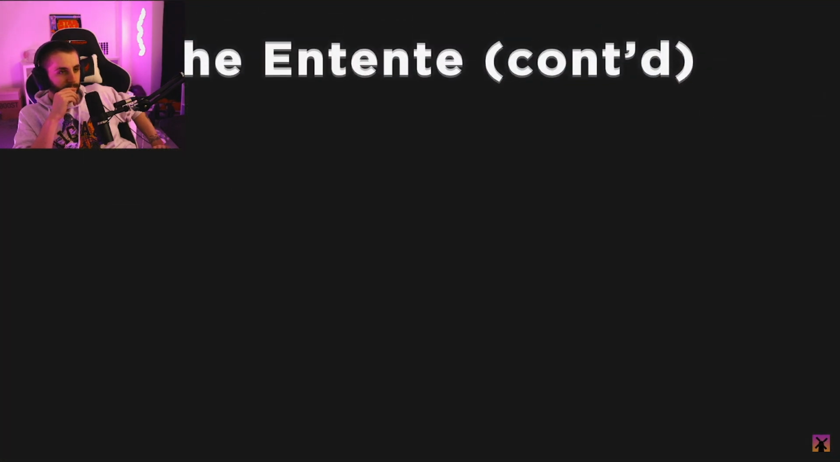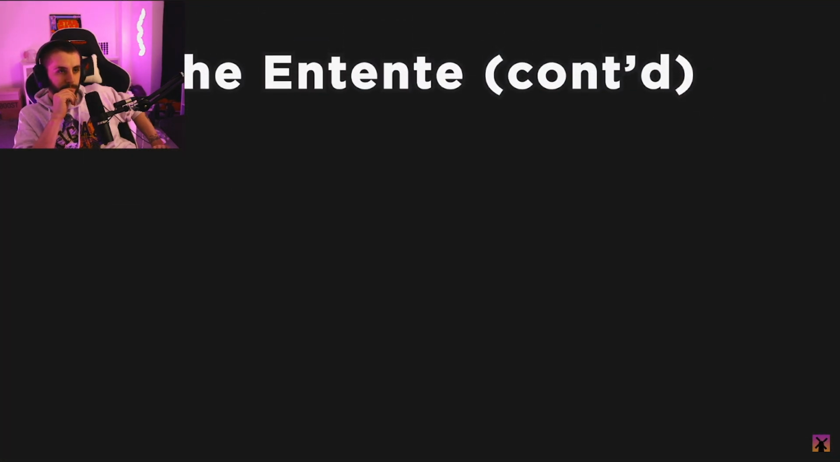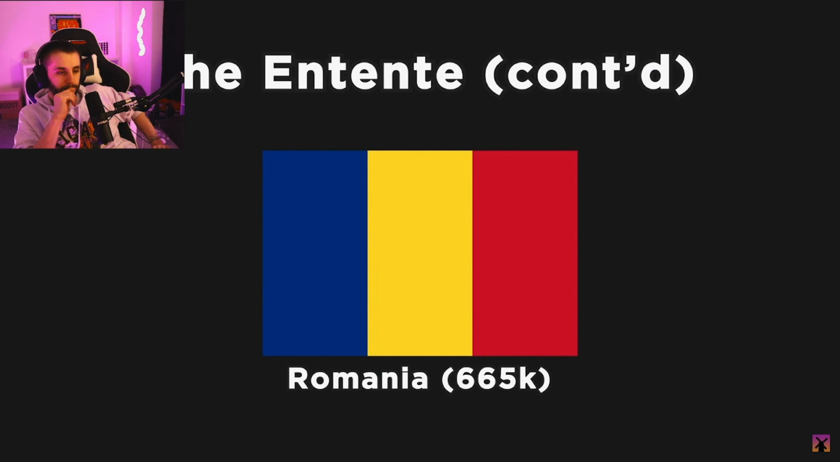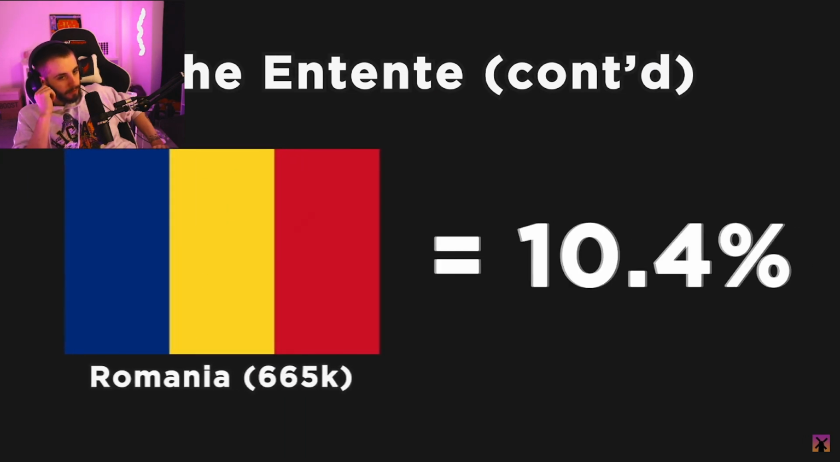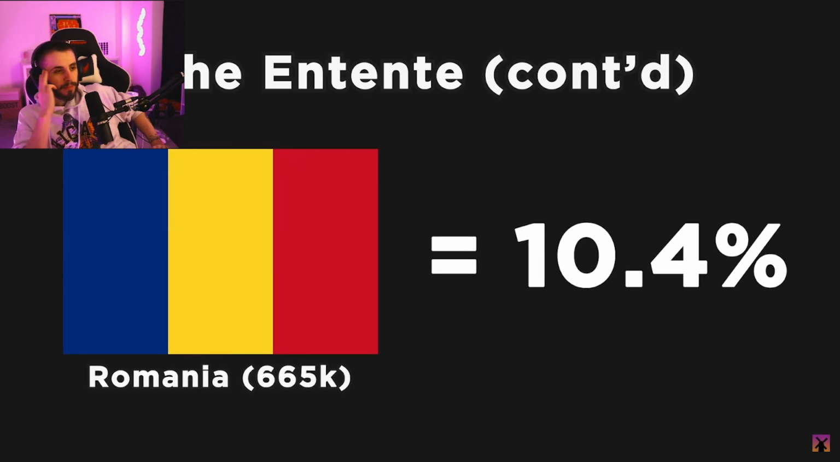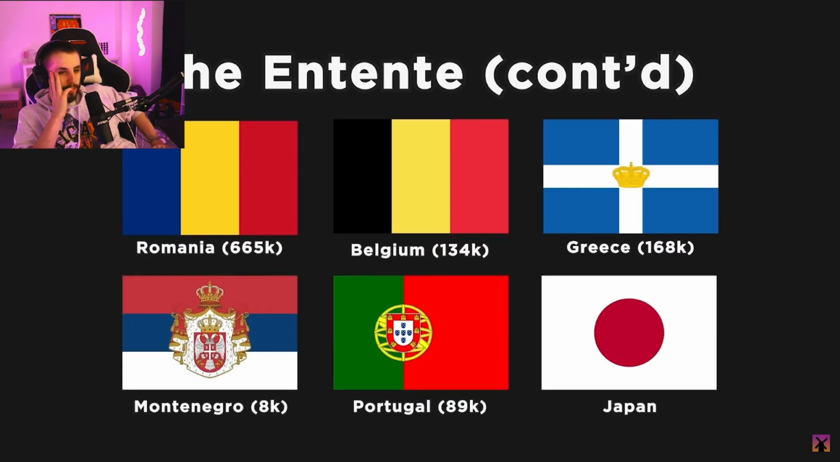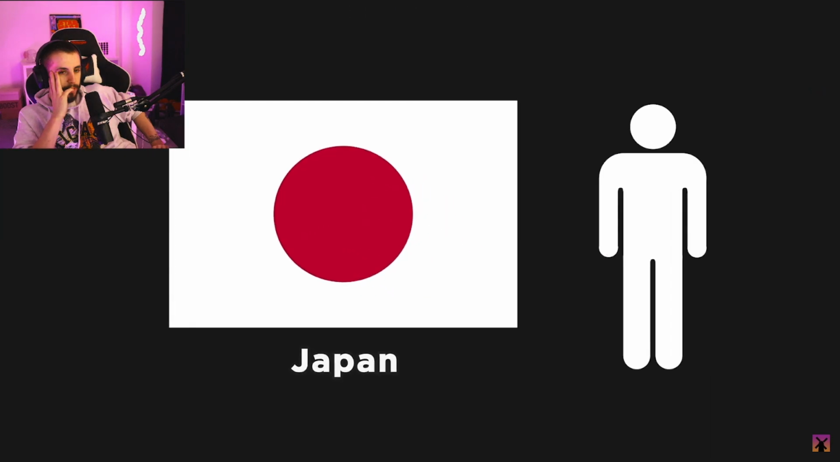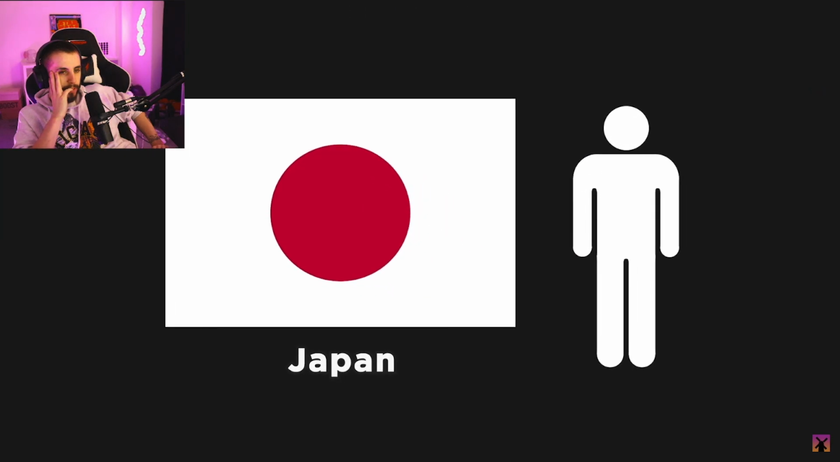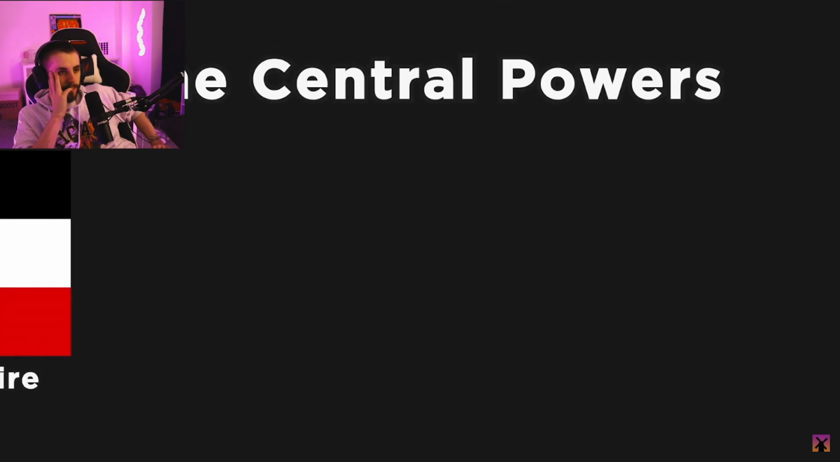Other Entente countries in order of wartime casualties include Romania, which also suffered terribly at 10.4% of their population becoming casualties, as well as Greece, Belgium, Portugal, Montenegro, and Japan, with only about 1,000 casualties during the entire war. But now let's take a look at the other side, the Central Powers, which were led by Germany.